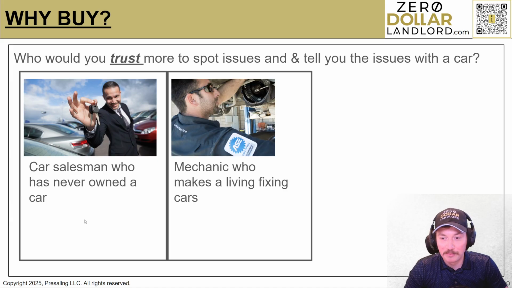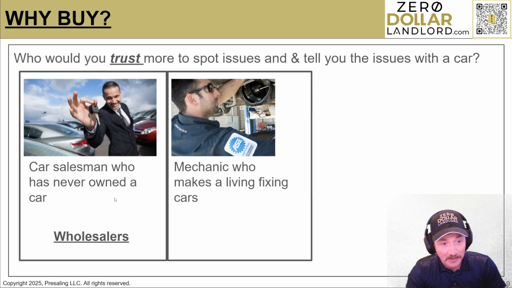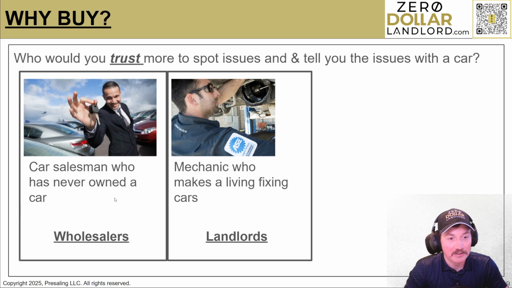Or would you trust the person who actually fixes cars for a living to spot issues and tell you what the issues are in a car? So that's a wholesaler and that's a landlord. Hopefully this puts it in perspective a little bit, right?